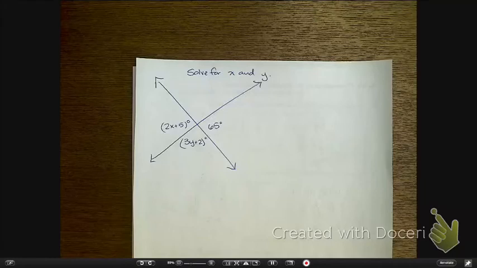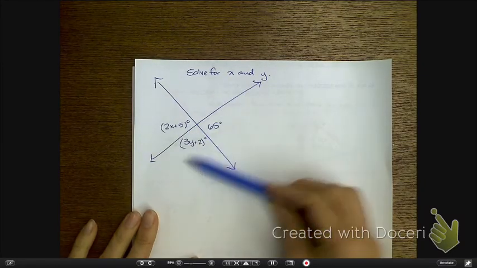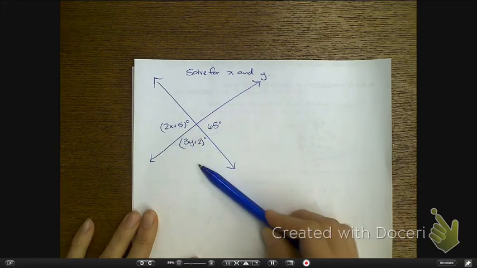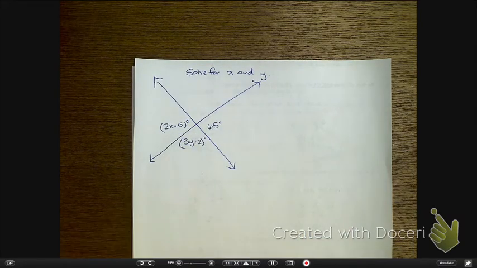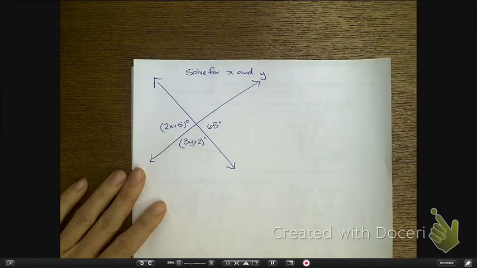In this problem, we have vertical angles. We also have some linear pairs, right? So we need to look at which variable we want to solve for and decide whether it's a set of vertical angles that we're going to use or a linear pair. Okay, so which one do you guys want to solve for first?